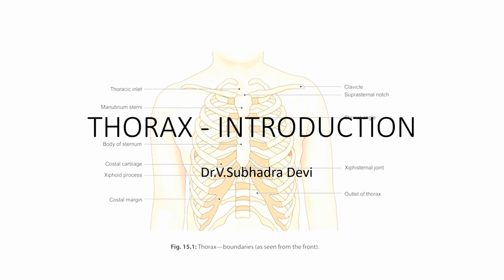We are seeing the bones of the thoracic cage, we call it, and this is the sternum, and you are seeing the ribs on either side of it, and these are the vertebra, and you are seeing the clavicle articulating with the sternum, and this is the inlet for the thoracic cavity. This is the outlet for the thoracic cavity.